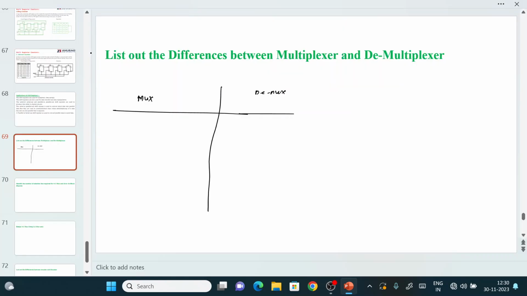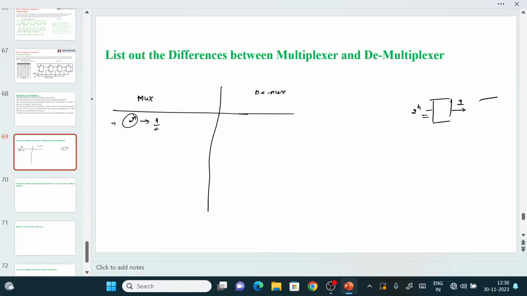So the next question is: list out the differences between multiplexer and demultiplexer. In case of a multiplexer, it will have 2^n inputs which will be converted into a single output. So among the 2^n inputs, it will select a single output, right?